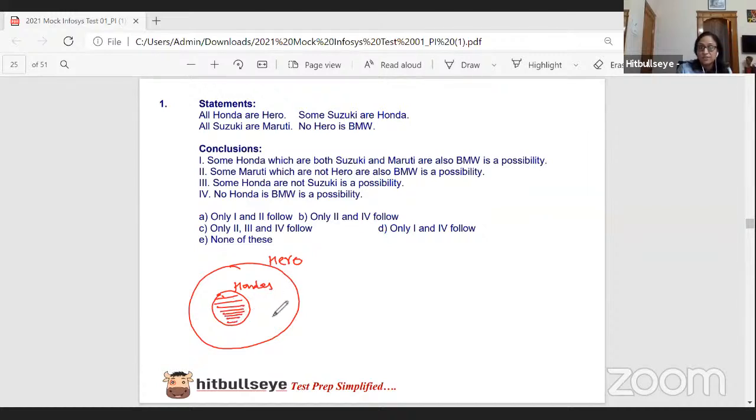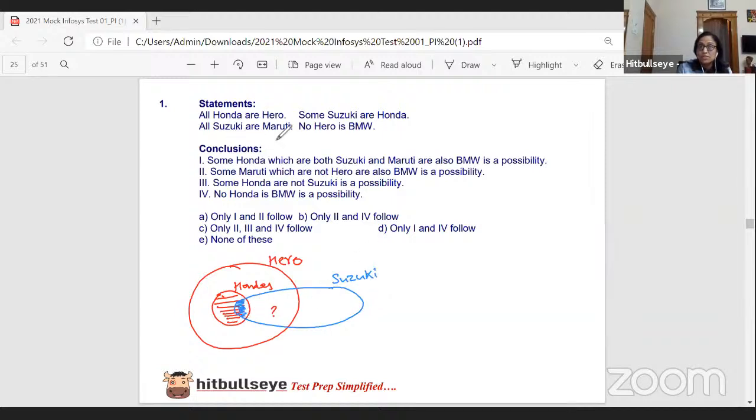Okay, do we have something here? Some Suzukis are Hondas. So Suzukis have some intersection with Honda. If I'm making that diagram, it's like this. Suzuki is having some intersection with Honda. So this intersection I am aware of. What happens in the later part? I don't know. So some of the Suzukis have intersection with Honda.